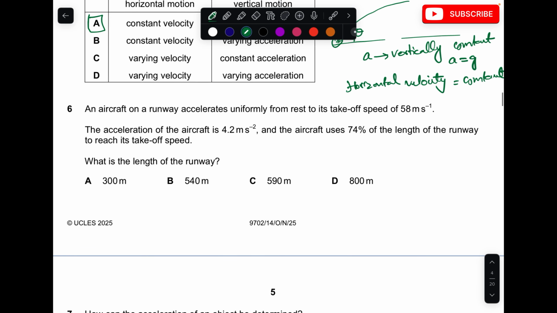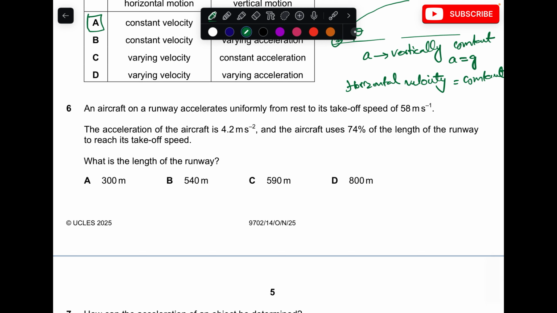Moving forward, question 6. An aircraft on a runway accelerates uniformly from rest and takes off at a speed of this. So you have u, you have v. The acceleration of the aircraft is given, you have a as well, and the aircraft uses 74% of the length of the runway. Okay, what is the length of the runway? 74% he has used. Okay, so you have to find s.